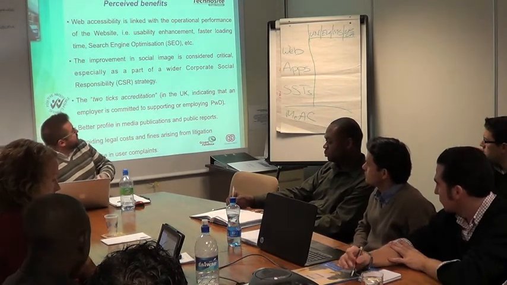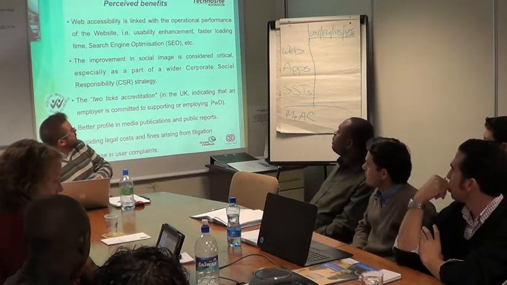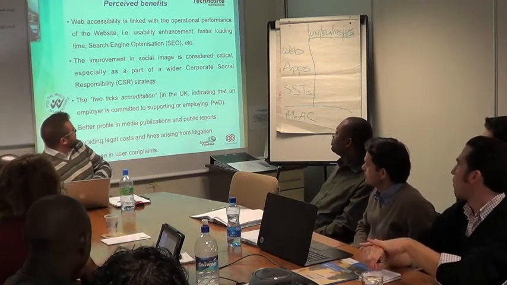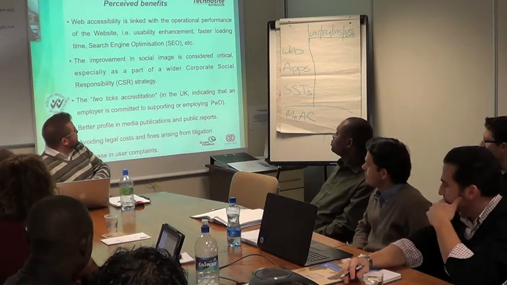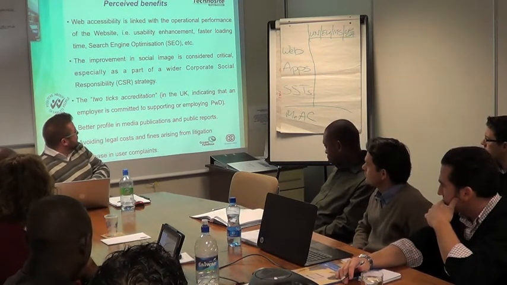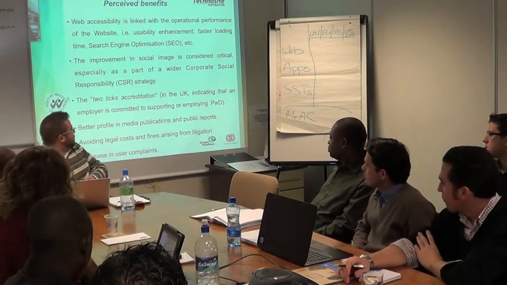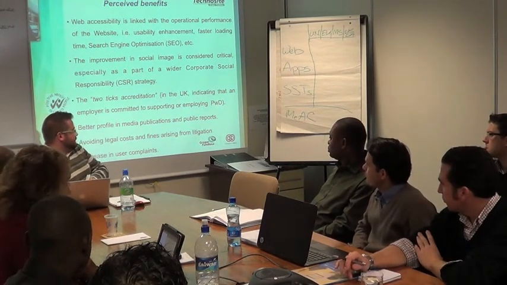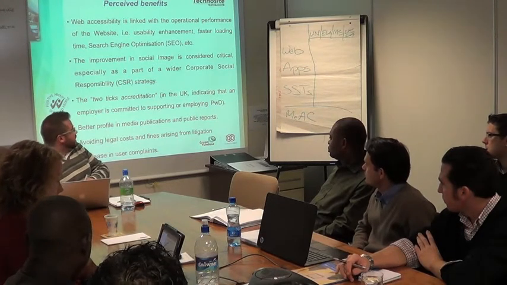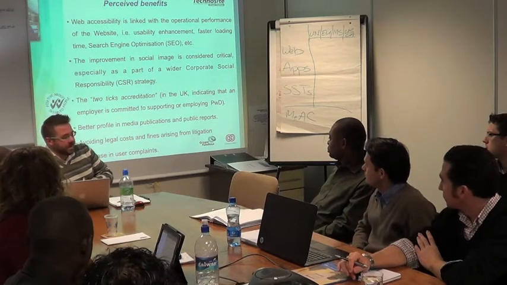Next point, the improvement in social image is considered critical, especially as a part of a wider CSR strategy. Next point, the 2 ticks accreditation in the UK, indicating that an employer is committed to supporting or employing people with disabilities, and also better profile in media publications and reports, avoiding less legal costs and fines arising from litigation, and also decrease in user complaints.